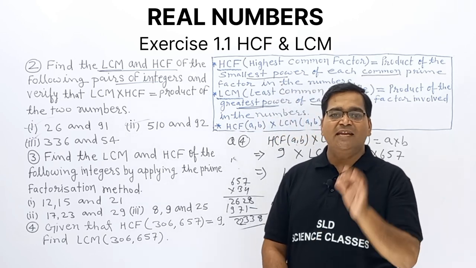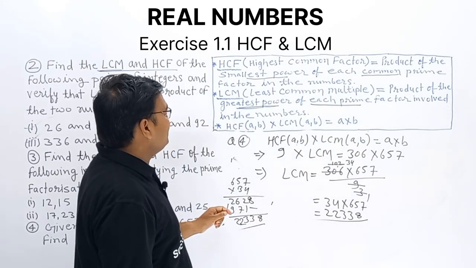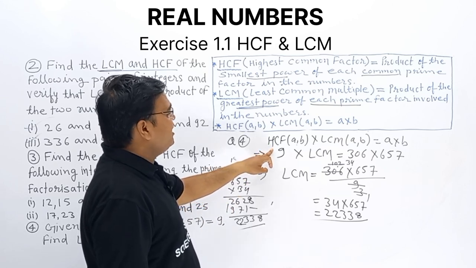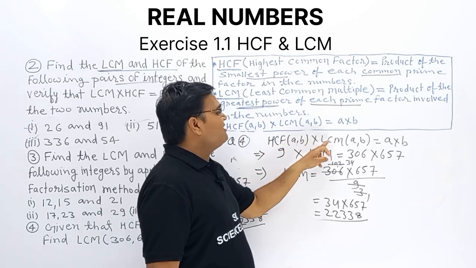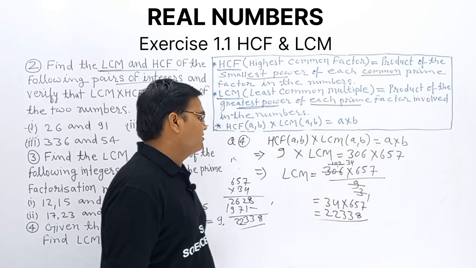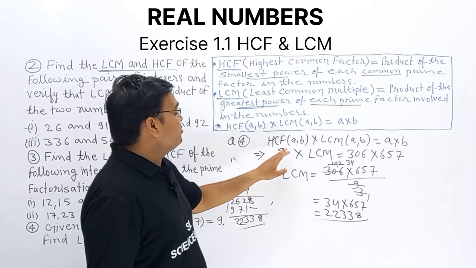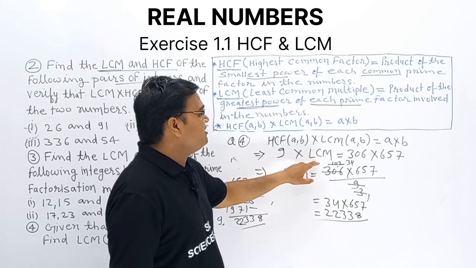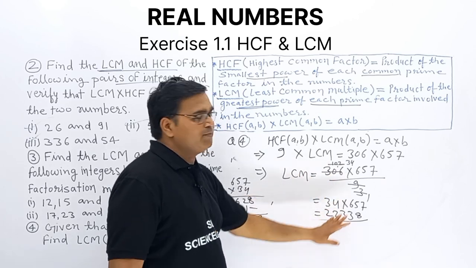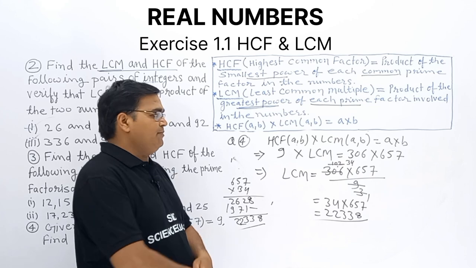So we have one formula. And what is the formula? HCF of two numbers into LCM of two numbers will be the product of both numbers. So 9 is the HCF, we want the LCM, and the product of both numbers. LCM will be this one. We simplify, then take the product, and we get the solution for the LCM.